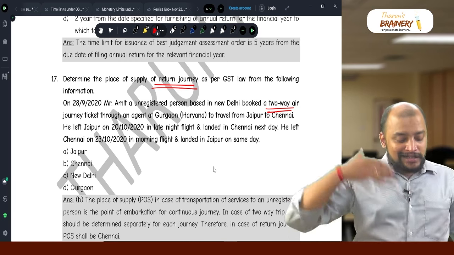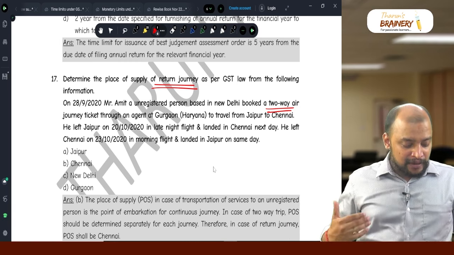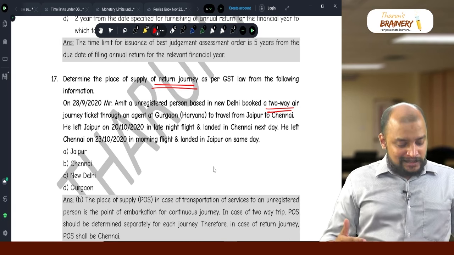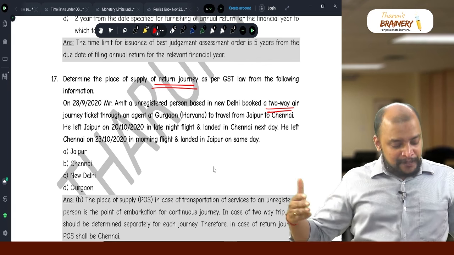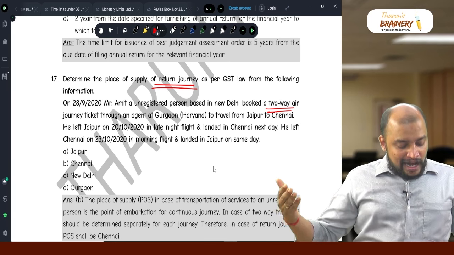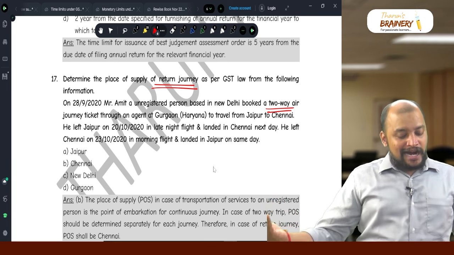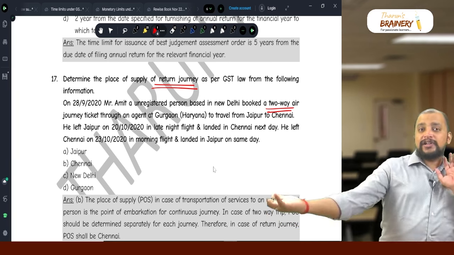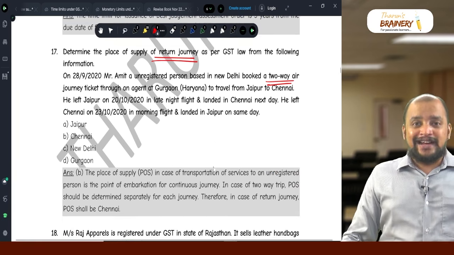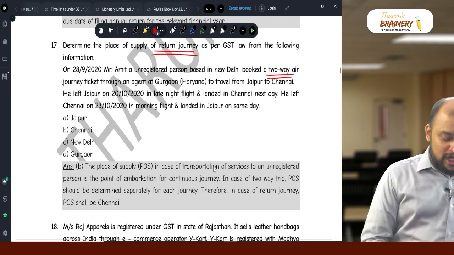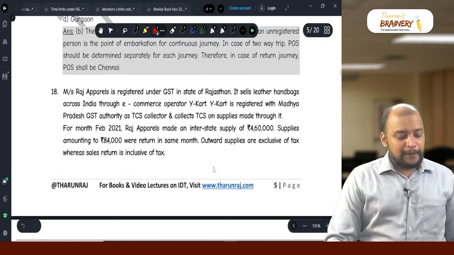So in this case, return journey, from where to where they are coming from. He left Jaipur on 2010-2020 in the late night flight and landed in Chennai next day. He left Chennai in the morning flight and landed in Jaipur on the same day. So return is from Chennai. So the starting point, he is an unregistered person. So the starting point is Chennai. So therefore Chennai should be taken as the place of supply.